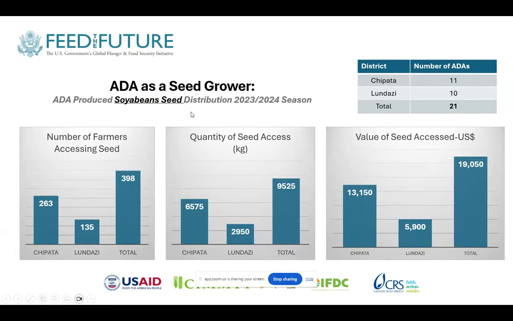Then the soybeans. The number that accessed the soybean seed is 398 farmers. The total quantity was about 9.5 tons of seed, valued at $19,050. These numbers do not include the seed that was sold to companies or individuals outside the communities where it was produced. So 21 ADAs produced this seed.